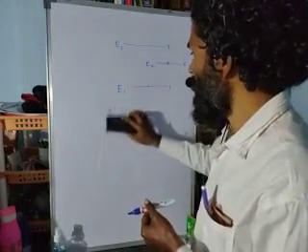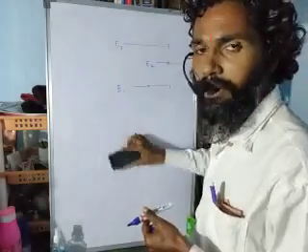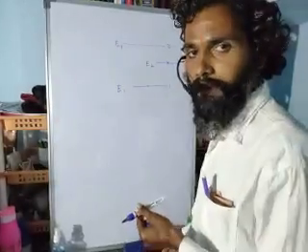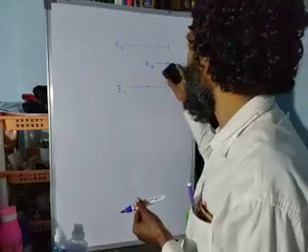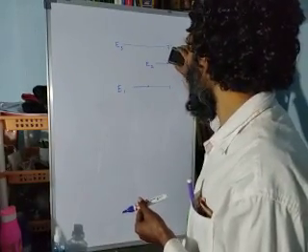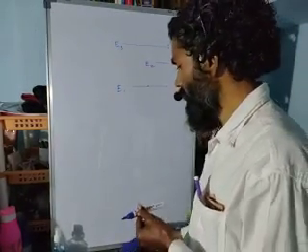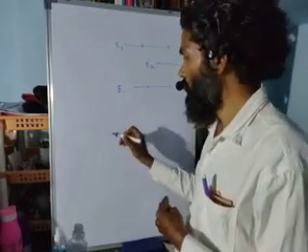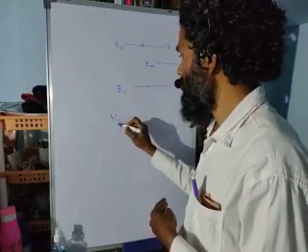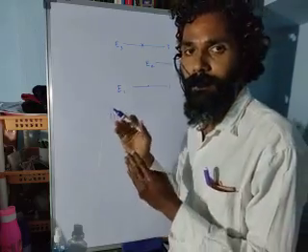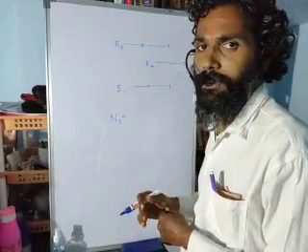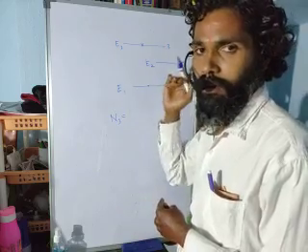And similarly, N3 you can define as the number density of three-level systems where you have the electron sitting in the topmost energy level, which is the E3 level.